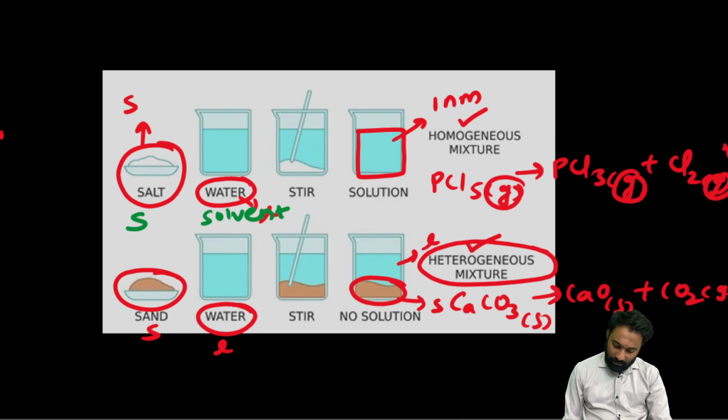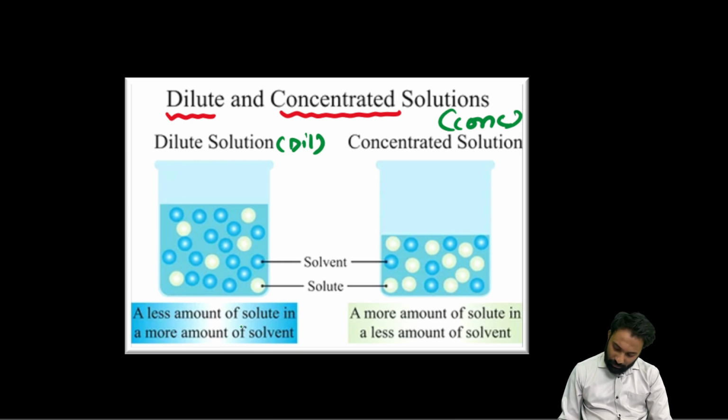Now here I will explain very clearly what is the meaning of solute, what is the meaning of solvent, and why it is giving the solution. If the solute amount is less and the solvent amount is high, that is a dilute solution. If the amount of solute is somewhat high compared to the solvent, that is a concentrated solution.